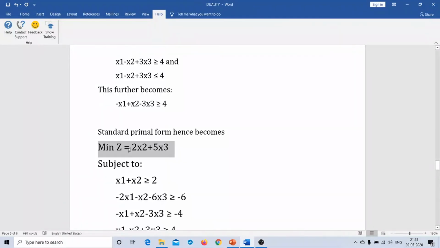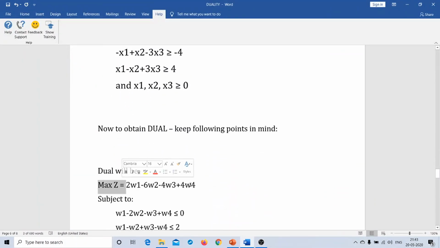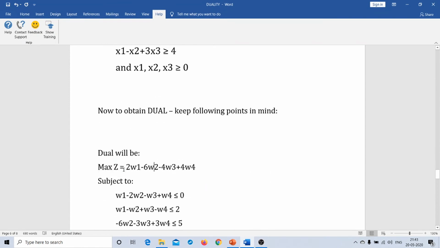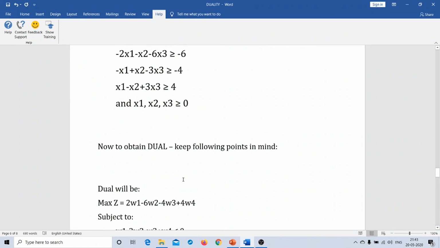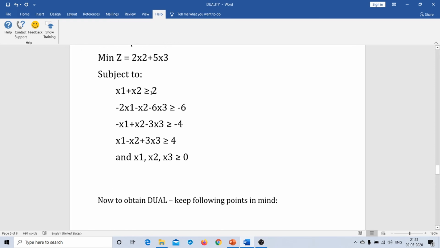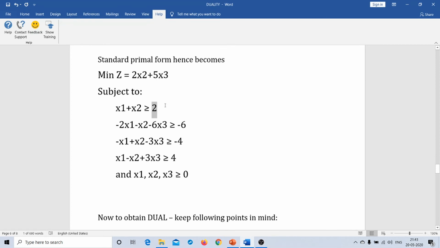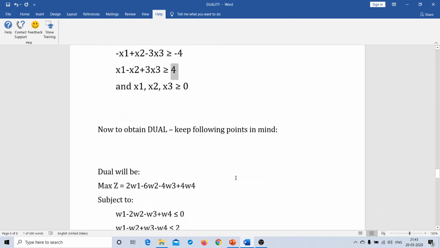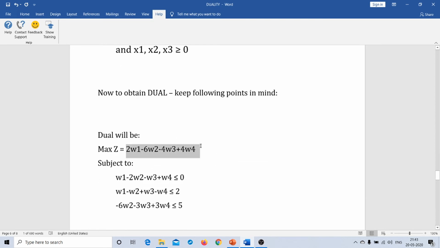So the minimization becomes maximization in the dual, correct? So it is maximization 2w1 minus 6w2 minus 4w3 plus 4w4. How is it? The right hand side of the constraints of the primal, 2, minus 6, minus 4, 4, become the coefficients of the decision variables in the dual. So I have 2 here, then -6, then -4 and 4. So this is my objective function in case of the dual.